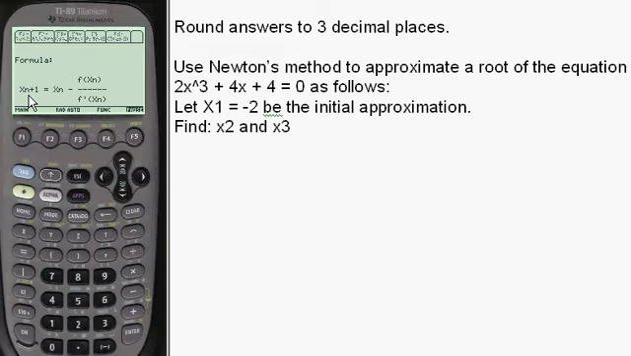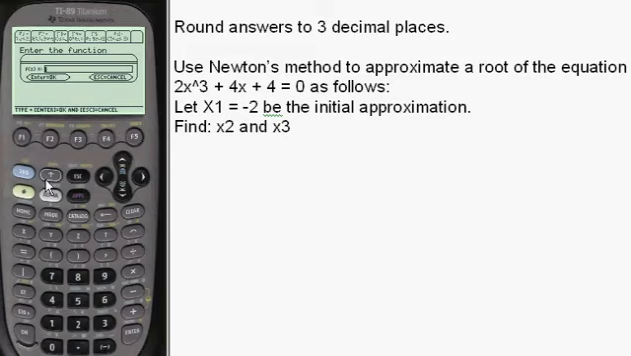Always write that in your paper. X sub n plus 1 equals x sub n minus f of x sub n over f prime of x sub n. On a test, because it's scored on partial credit, you get 3 points for just putting the formula down.